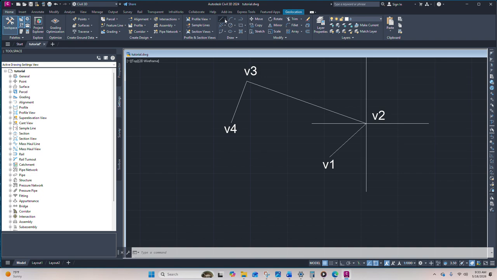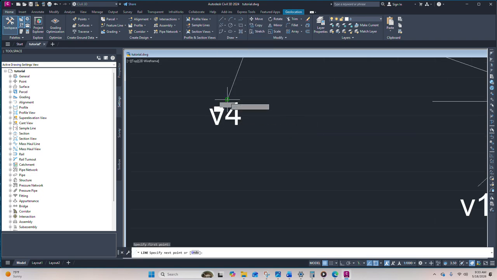So we plot from V4. Our distance to be 40.30. Then shift angle sign, 111D, 35 minutes, then 01 seconds, then hit enter.